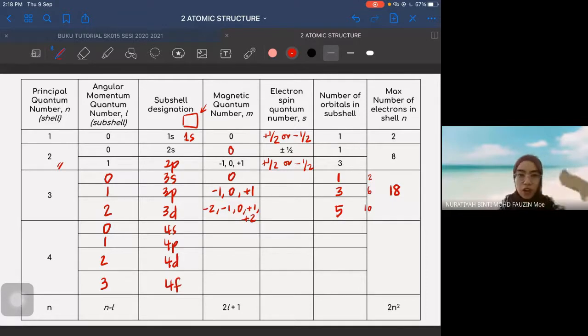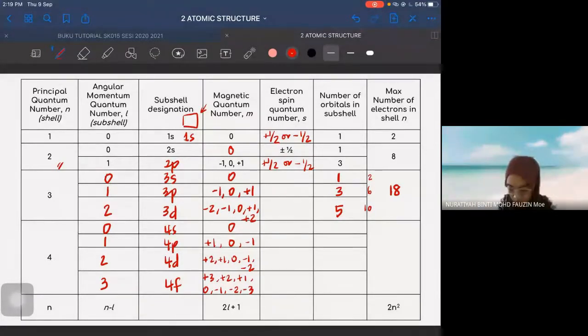Okay, tapi 4F, F orbital kita nak belajar, dia punya shape. Dia just boleh tahu berapa banyak elektron dalam dia. So yang ni, this one will be 0, will be plus 1, 0, minus 1, plus 2, plus 1, 0, minus 1, minus 2. This one will be plus 3, plus 2, plus 1, 0, minus 1, minus 2, minus 3. Okay. And then ni sama je.